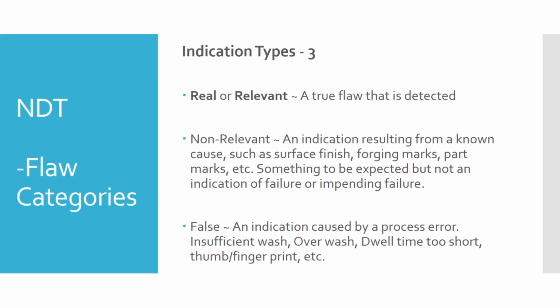It can be things like paint or other surface treatment, and those kinds of things. So that's a non-relevant. It's an indication we expect to get because of some feature of the part. It could be the geometry, where if there's like a 90-degree corner, fluid or particles can get kind of trapped in the corner, right?